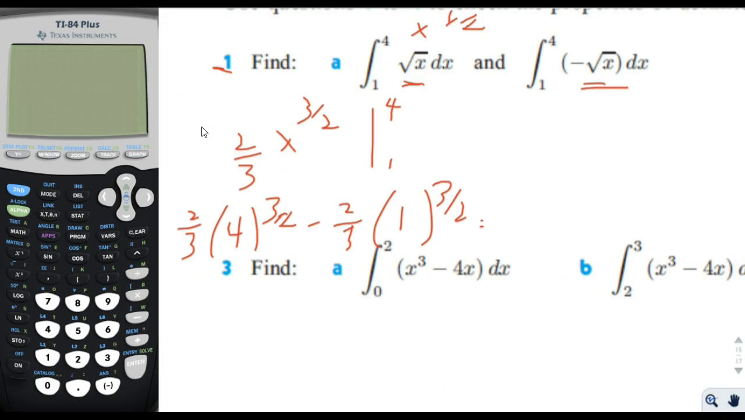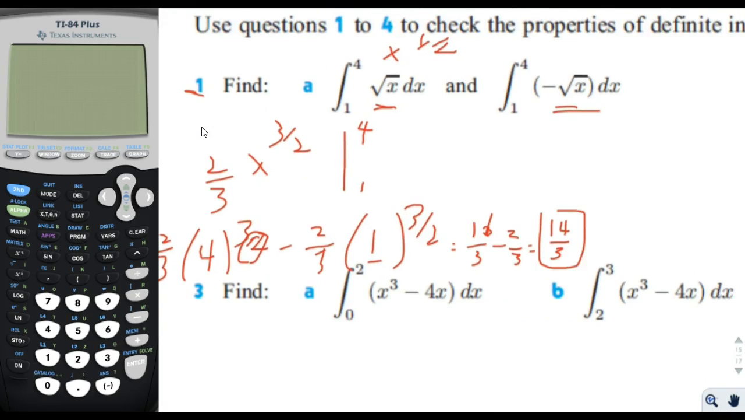Okay, so then 4 to the 3/2 is actually 4 square root, right? Square root is 2, and then you cube it, 8. So it would be 2 times 8, 16/3. Okay, and the next one, 1 to the 3/2 is just 1, right? So it would be minus 2/3. So the result is 14/3. Okay, so that's the answer to the left one here.